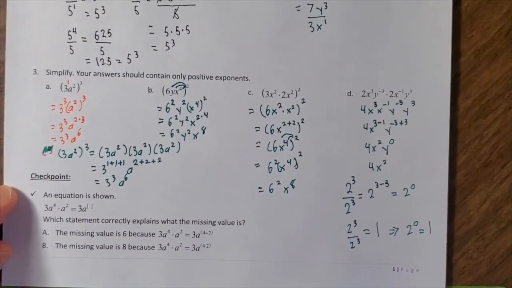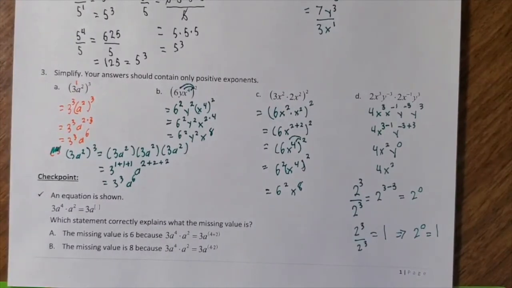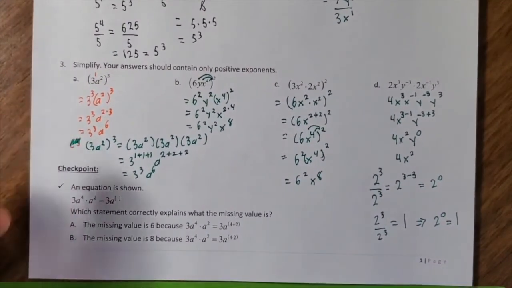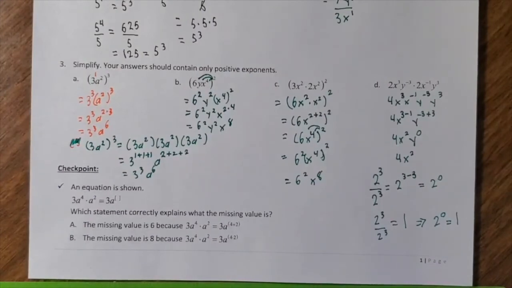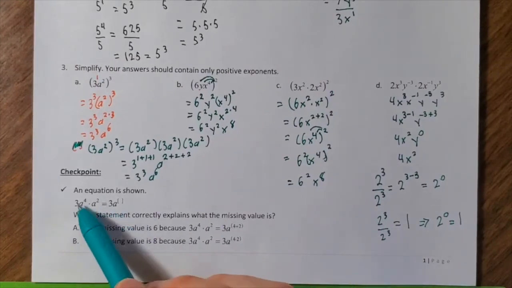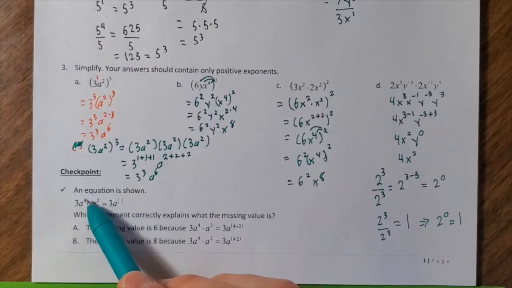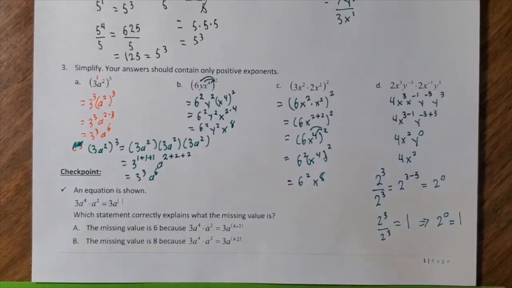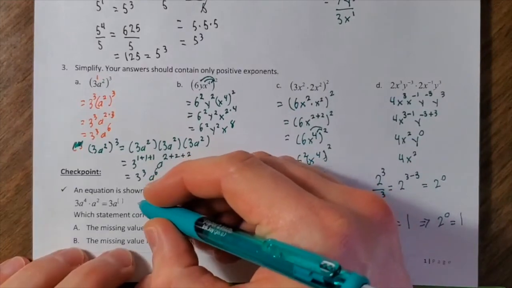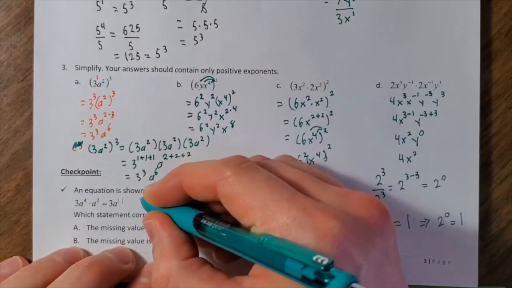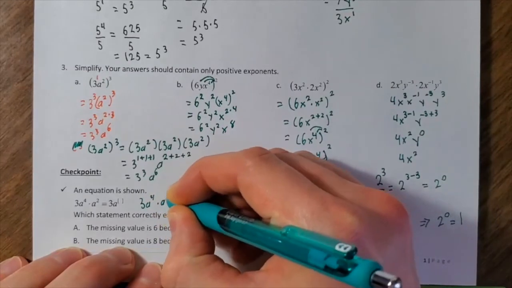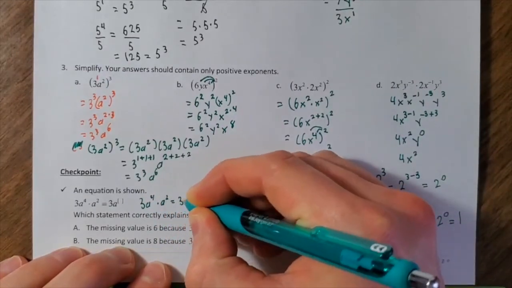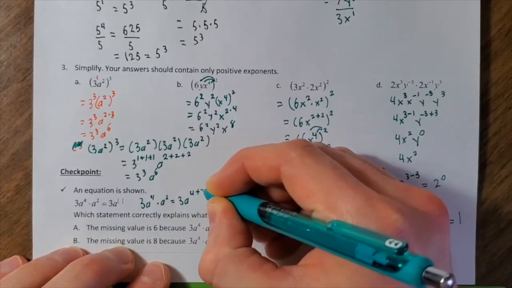Now let's try a couple of word practice problems together. So we've got an equation shown below of 3a to the fourth times a squared, and we want to see that it's equivalent to 3a to the something. And we've got to figure out what that something power is. Well, here we can see we're using our product rule, where we have two like bases being multiplied together with different exponents. So we know immediately we're going to use our product rule and say 3a to the fourth times a squared is equal to 3a to the 4 plus 2.